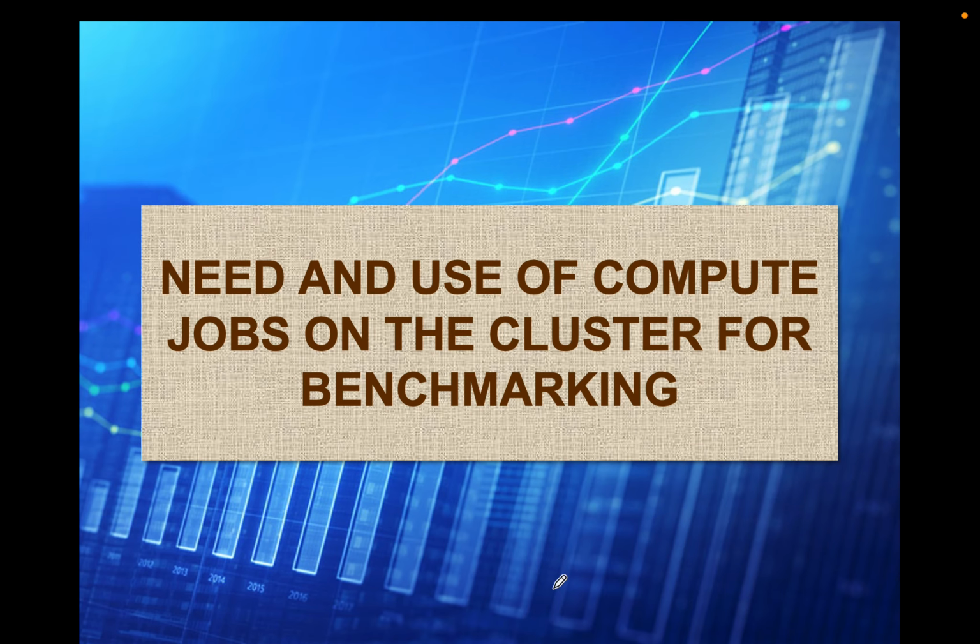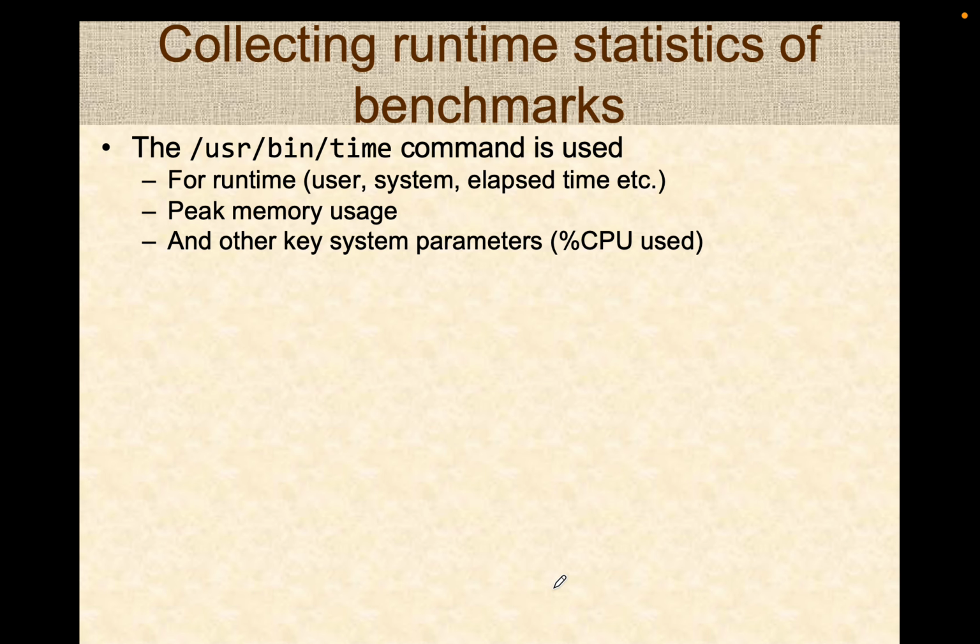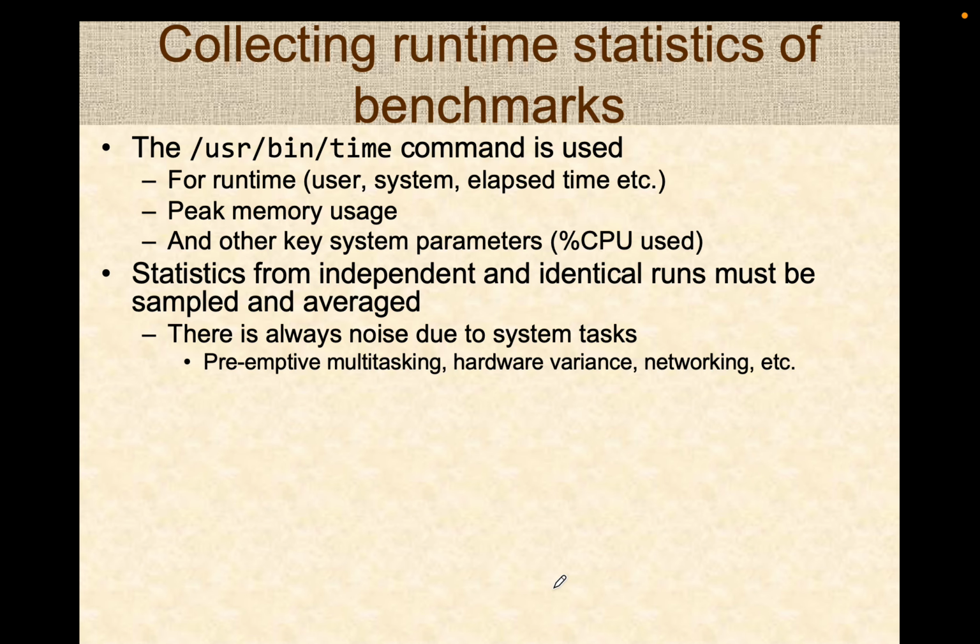Now let's understand the statistical sensitivities of performance comparisons and the need to use compute jobs on clusters for benchmarking. User time is used to collect runtime characteristics of and to compare performance of programs. Keep in mind, when we compare performance, statistics from independent and identical runs must be sampled and averaged. And this average is important because there will always be noise due to system tasks, such as preemptive multitasking or networking or input-output operations that might be happening on the system at that time.